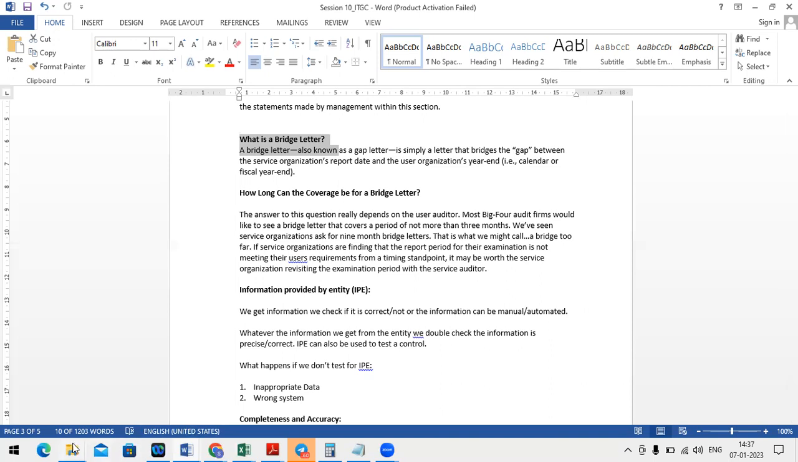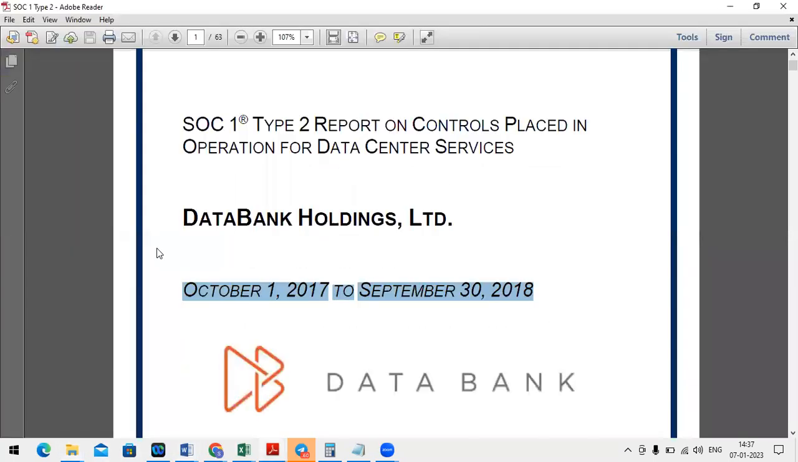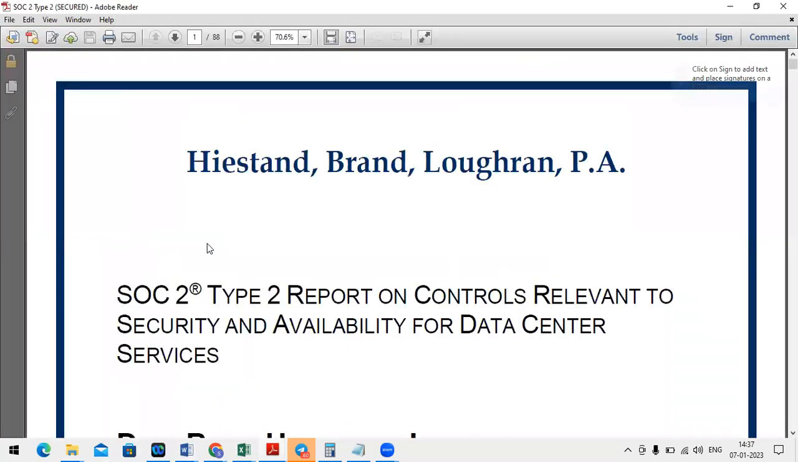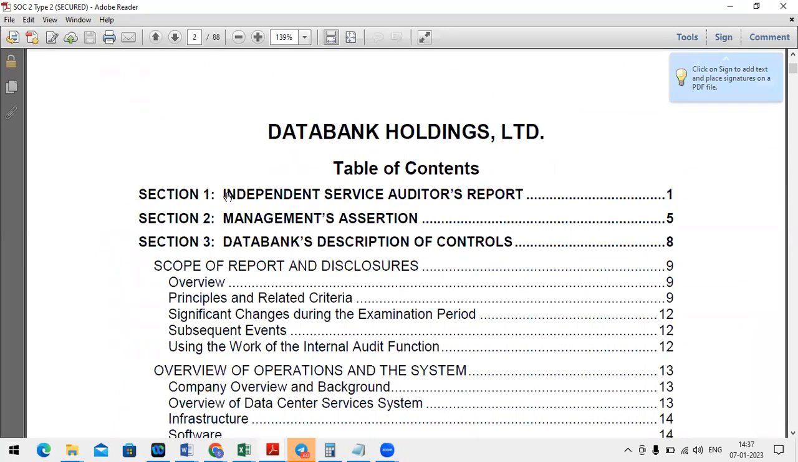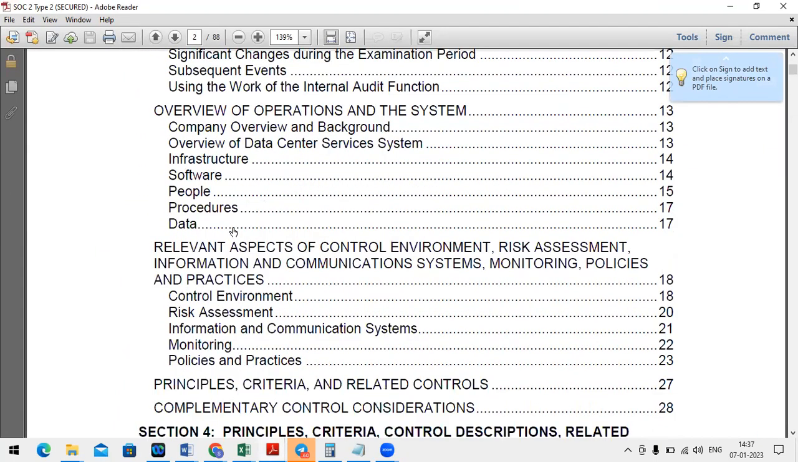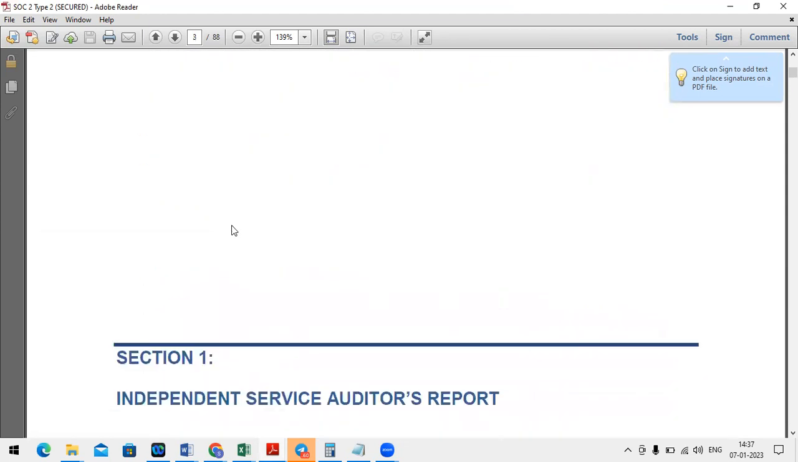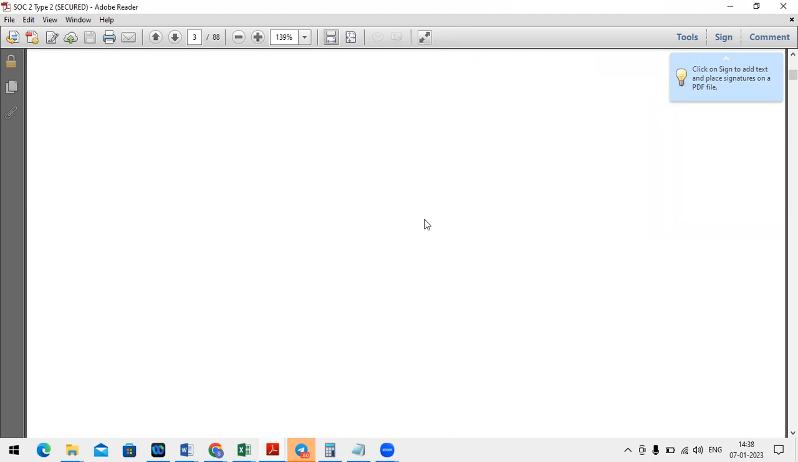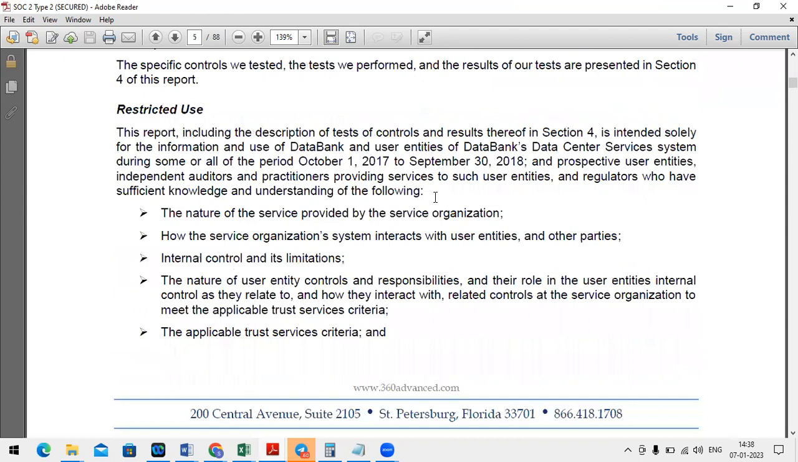And if we look at the SOC 2 report, it is similar. The only difference is that everything would remain the same. The sections would remain the same. The only difference is that SOC 2 focuses on 5 trust principles, which are availability, confidentiality, integrity, security, and data privacy. If you look at this particular format also, everything remains the same. There is no change in it.